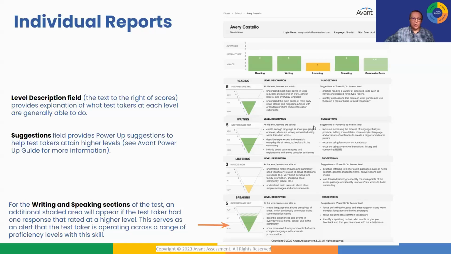On the individual report, you may see a shaded area like this, and this will happen in the writing and speaking sections of the test if a test taker had one response that rated at a higher level. So this is just showing that the test taker is demonstrating ability at the next level.